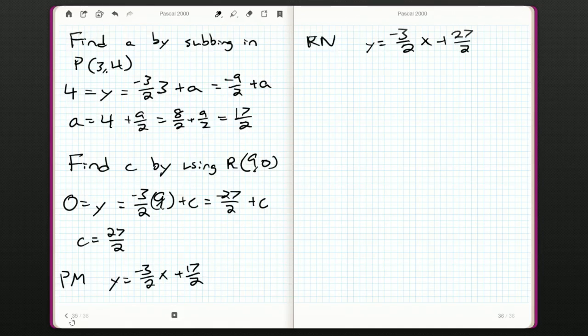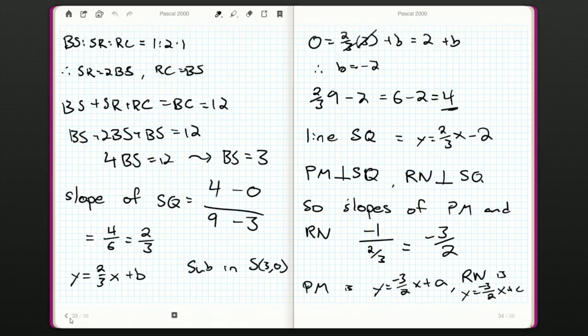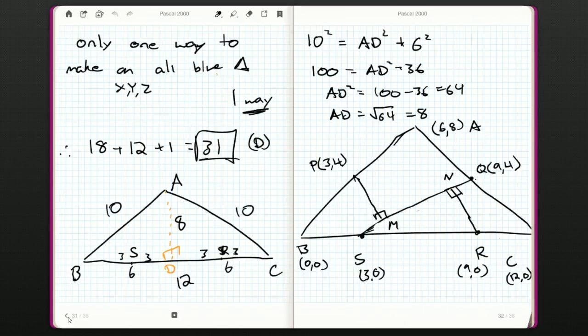But we want to find the distance between M and N. That's what the question is asking us for. So we're asked to find the distance between M and N. Now, if we have the coordinates for M and coordinates of N, there's a way to express the distance between them. So can we find the coordinates of M and N? Well, of course we can.